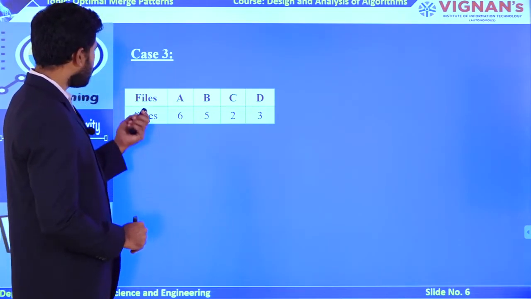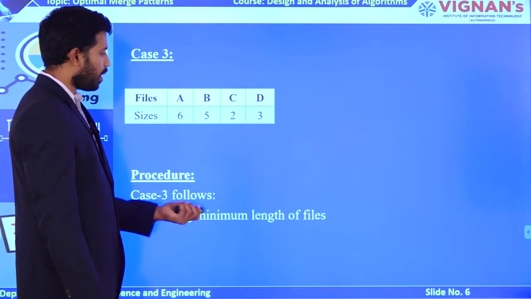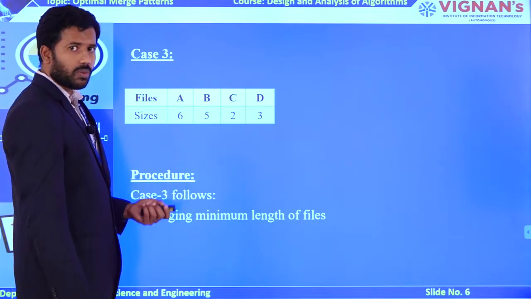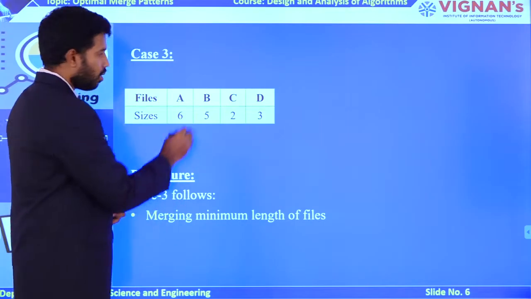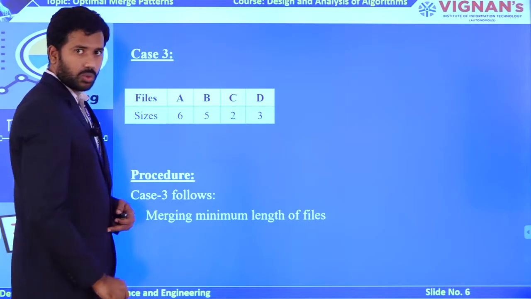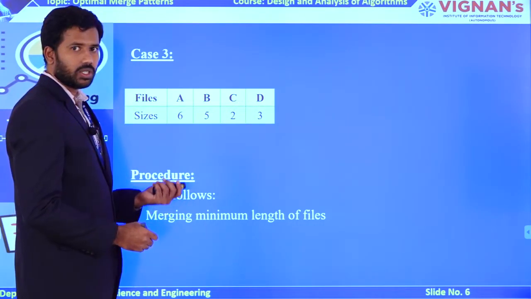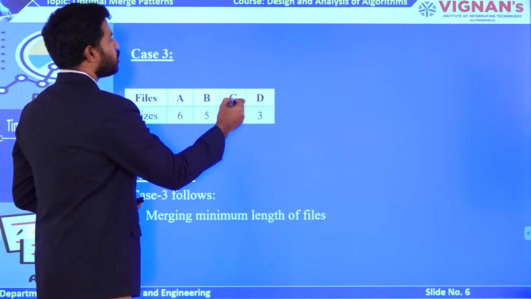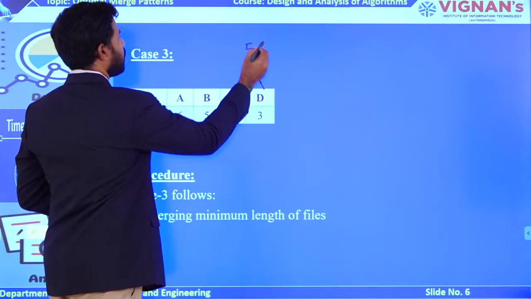Okay. So this is my case number 3, and I am following a procedure. I am merging the minimum length files first. How many files are there? 4 files. So what are the first 2 minimum files? A having 6, file B having 5, file C having size 2, and file D having size 3. So what are the least 2 files? You are following two-way merging, right? At a time you are eligible to merge 2 files. So the least 2 files are C and D. If you merge C and D first, the merged file size is 5.